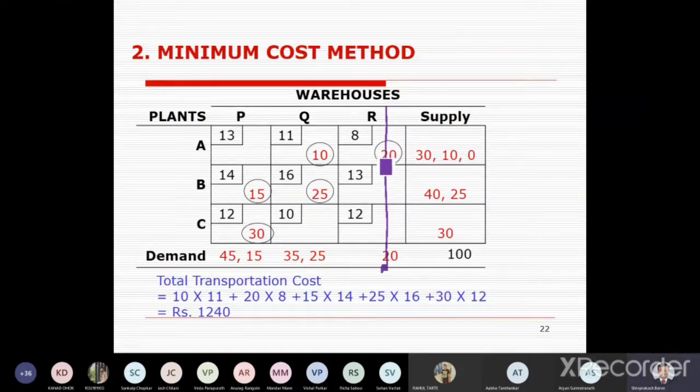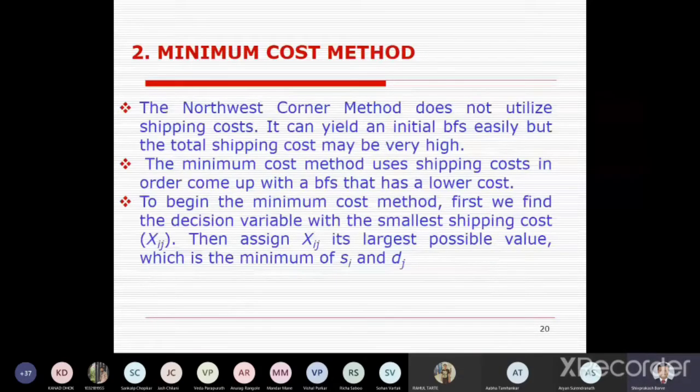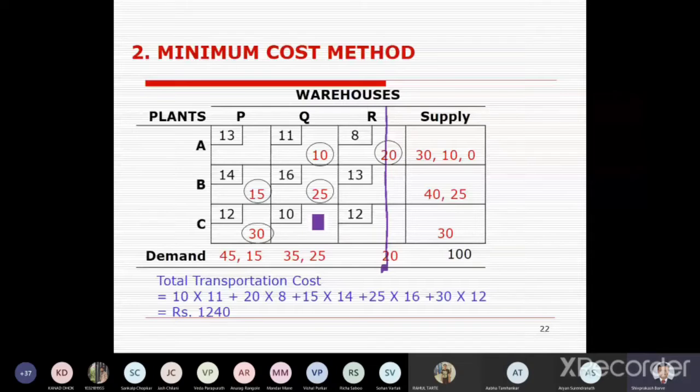Something is wrong here, because once I am using 20 here, 30 units are remaining, and this column is over. So now consider the minimum cost out of the remaining cells. Don't consider this solution. Now see, 10 is the minimum cost. Same numerical we are using. 10 is the minimum cost.